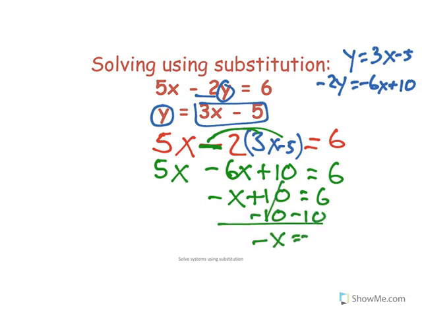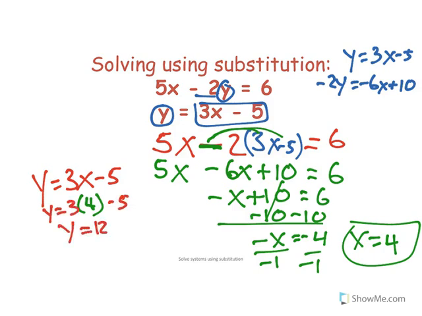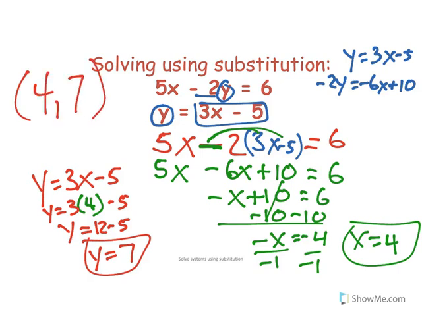Right, so negative x is equal to negative 4. Of course, that means x is equal to positive 4. And again, we're going to do what's easiest for us. Right, so x is going to be 4. And so it looks like we're going to get y is equal to 7. Right, so my ordered pair here is going to be 4, 7. All right, so that's pretty much it as far as substitution.